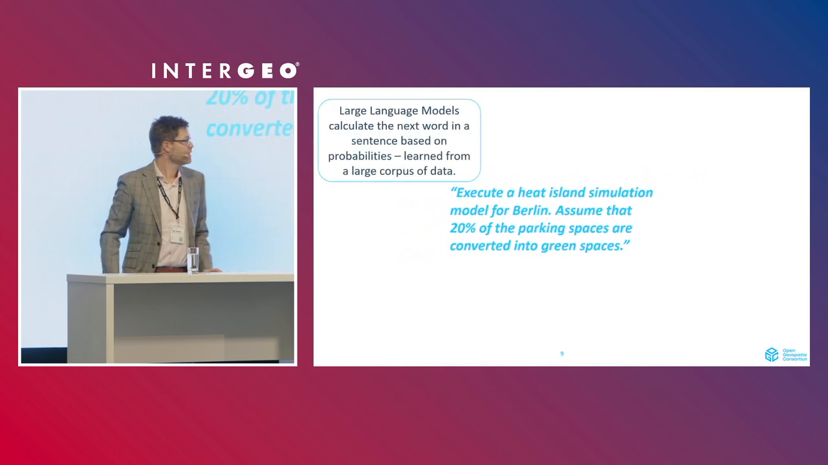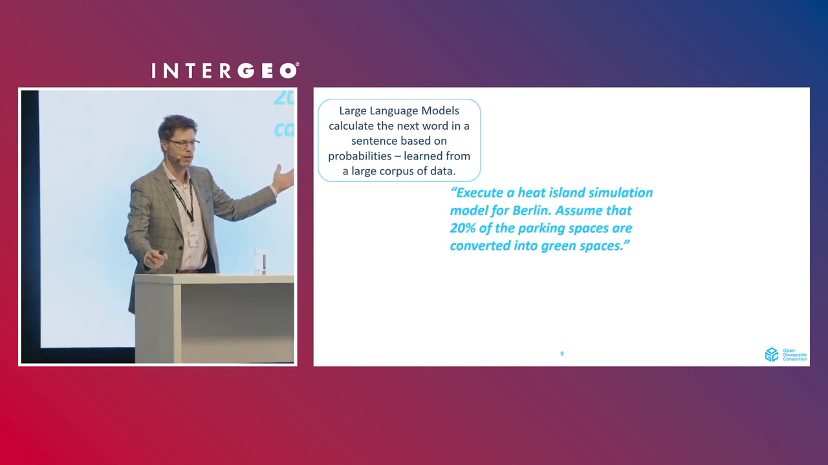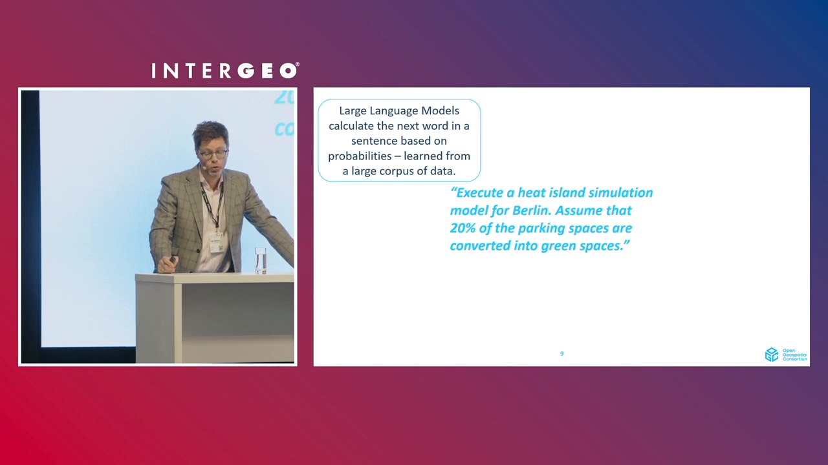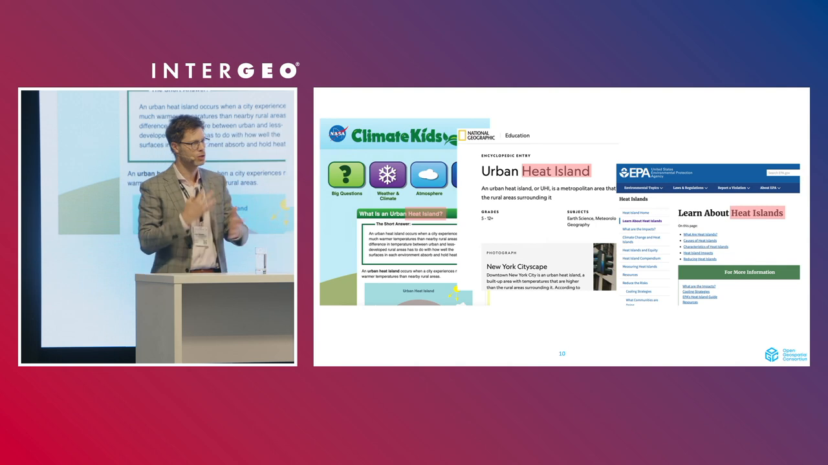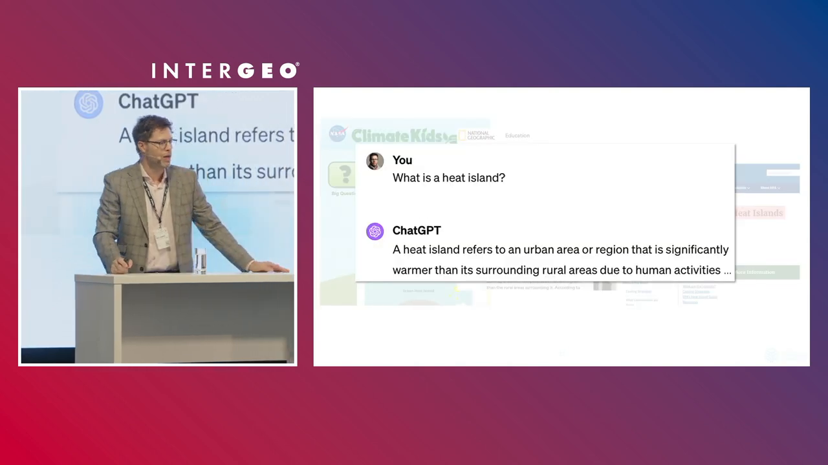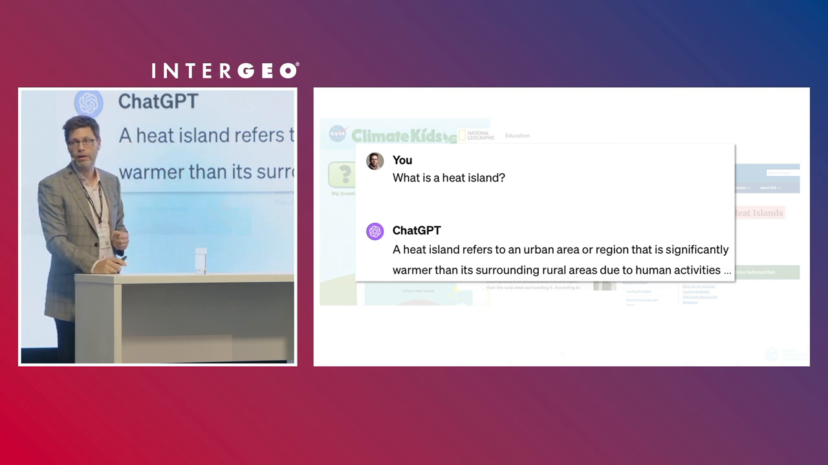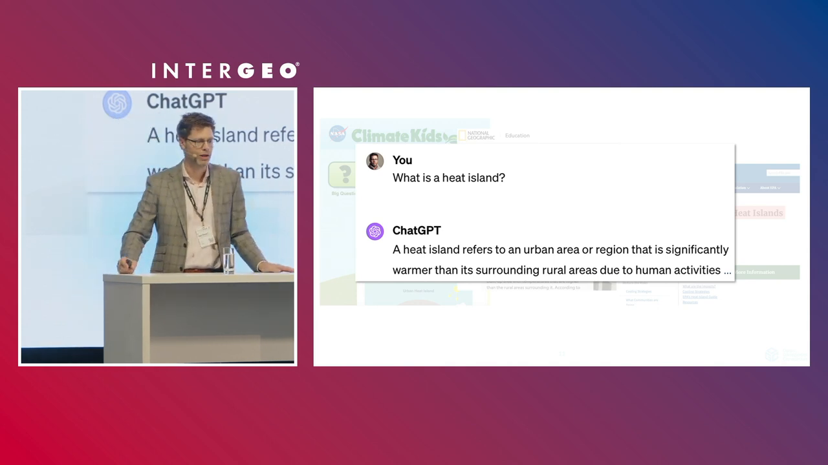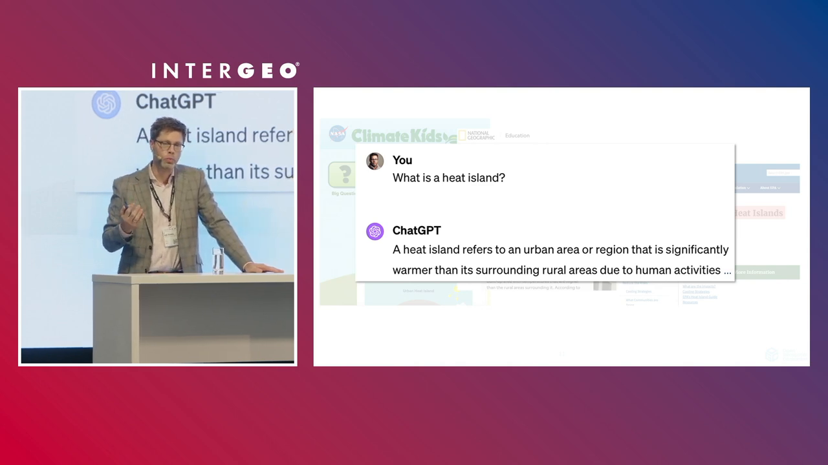And what we see is, on the one side, we have these large language models, right? So you can pose such a question. And given the large corpus the large language model has used to get trained, all these different websites about heat islands and all the textual information about it, you get very good interaction messages from a large language model like we have here, right? You ask what a heat island is, and you get a very decent definition. That works perfectly well.